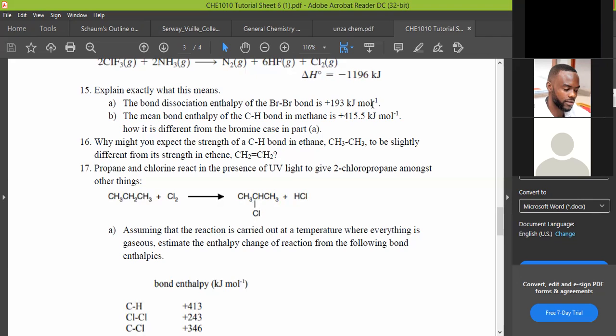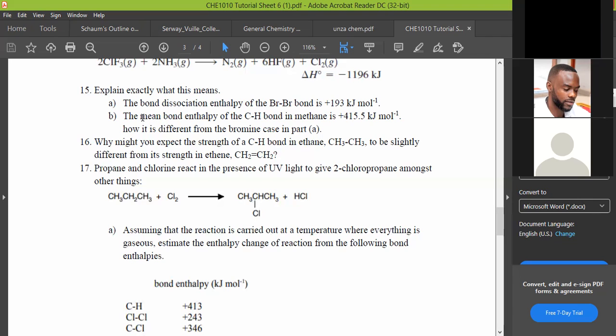So since it is per mole, meaning it is 1 mole of bromine sample that you have, to break the bonds between the bromine atoms, it simply means you will need to put in 193 kilojoules of energy. That is what bond dissociation enthalpy means when it is given as per mole. So the same applies here, the mean bond enthalpy. Now, look out for this word, mean.